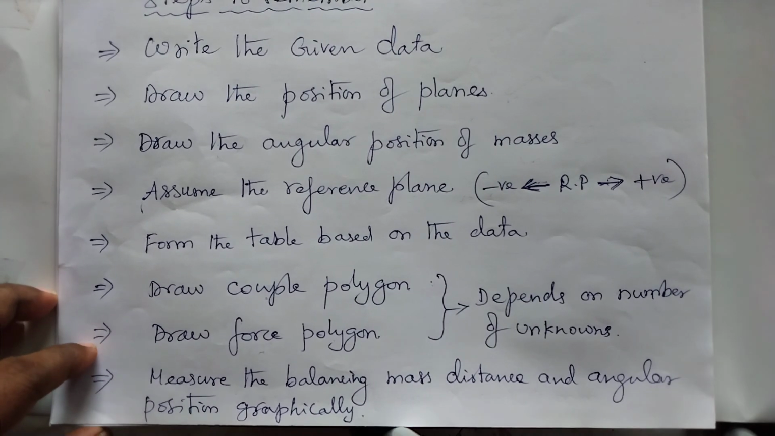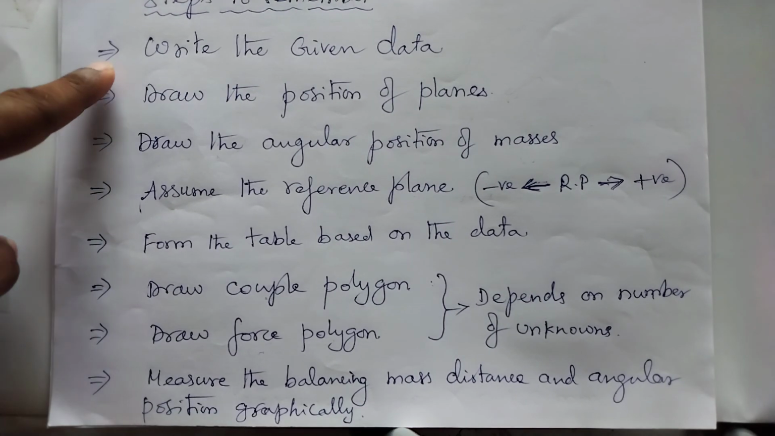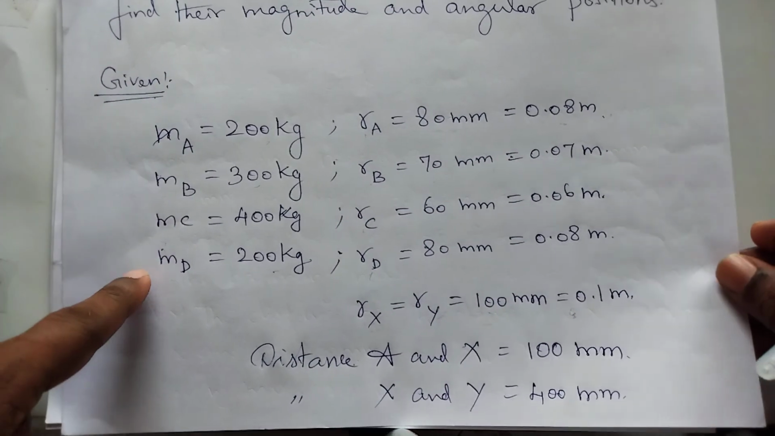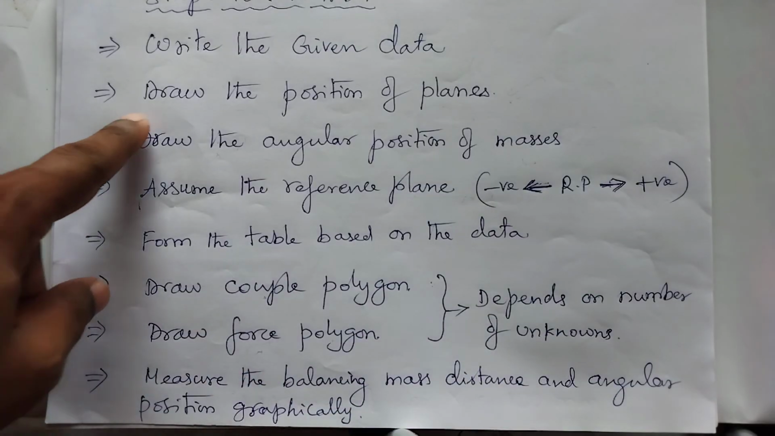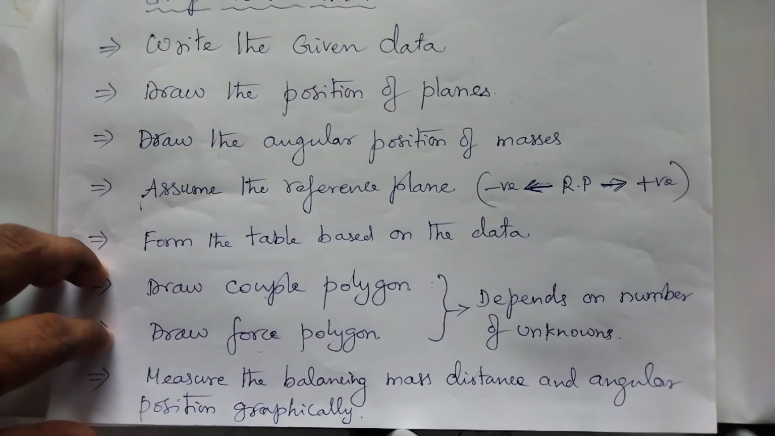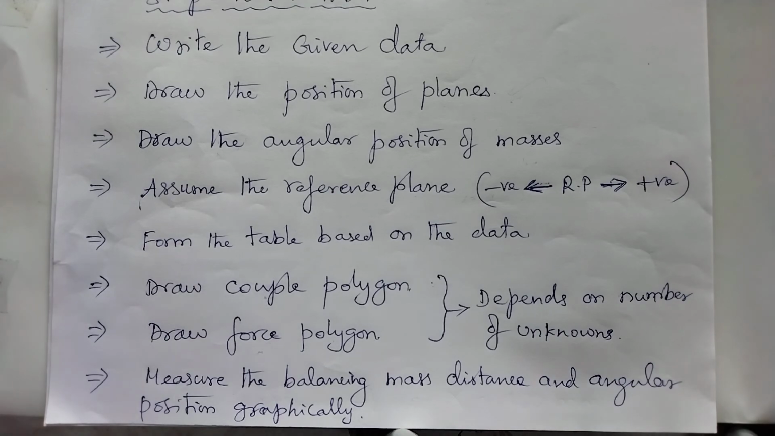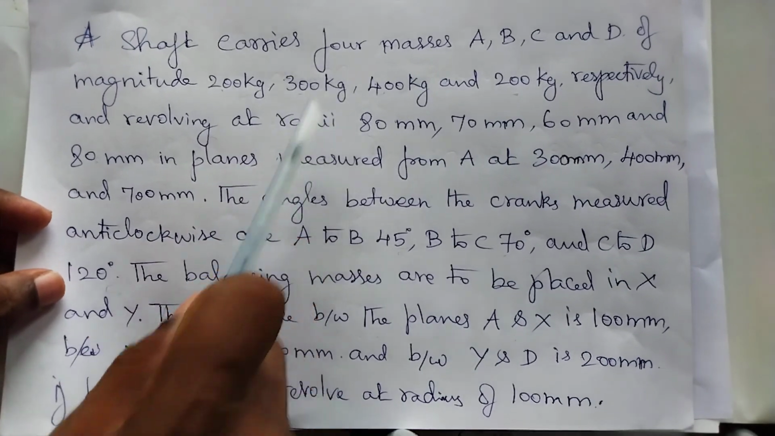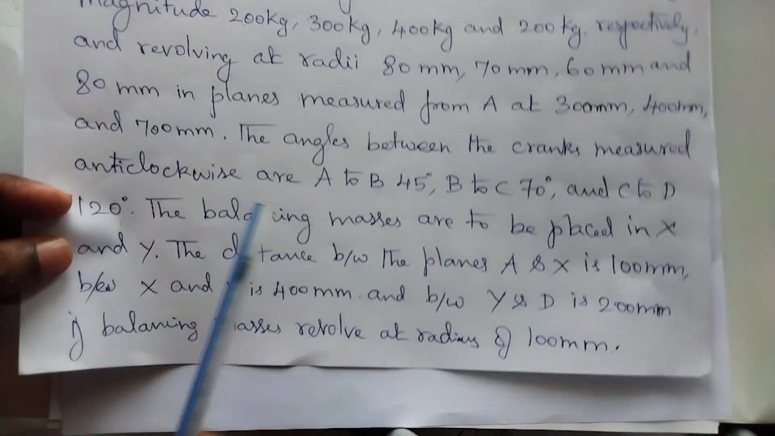So we will first write the given data, and we have written it here already. This is the given data, so we have completed it. Next we have to draw the position of planes. I will just roughly explain how to draw the position of planes, then we will draw the angular position of the masses based on the example and available data. Here you can see the number of masses and their corresponding radii are given.